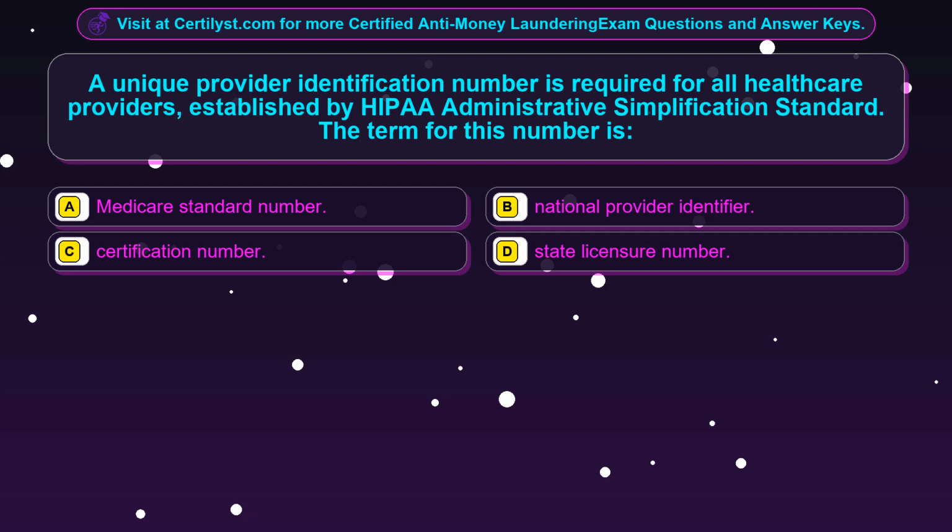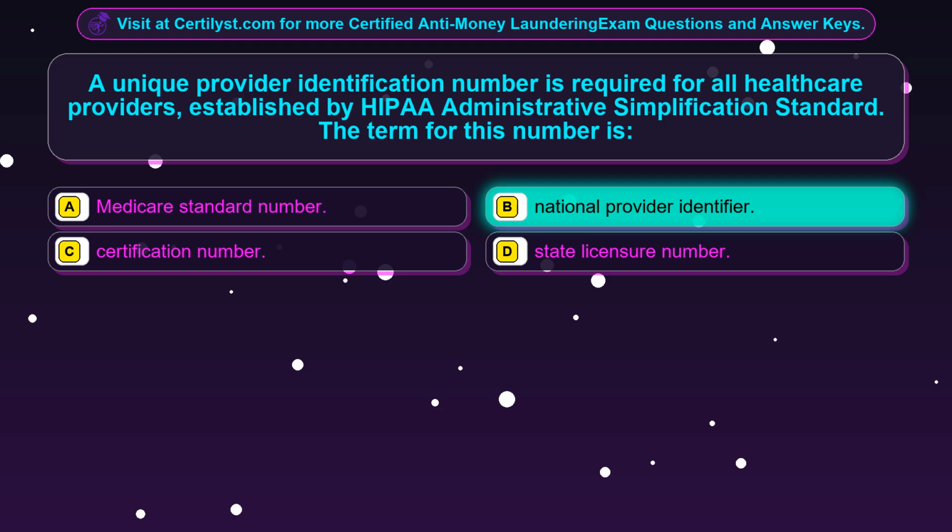Question 1. A unique provider identification number is required for all healthcare providers, established by HIPAA Administrative Simplification Standard. The term for this number is Option A, Medicare Standard Number. Option B, National Provider Identifier. Option C, Certification Number. Option D, State Licensure Number.